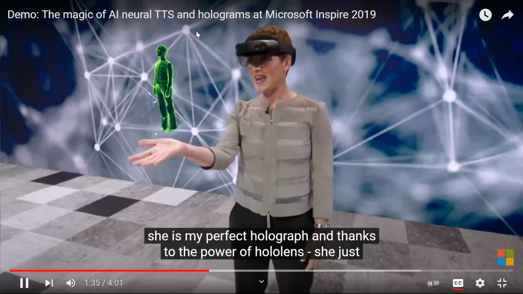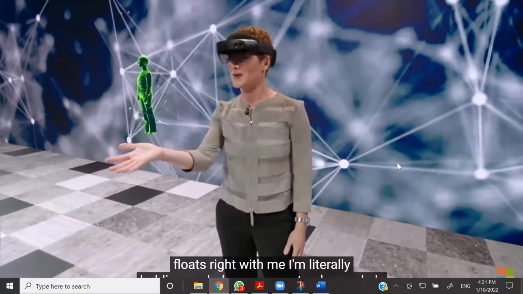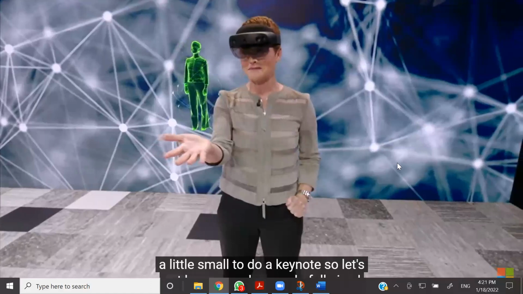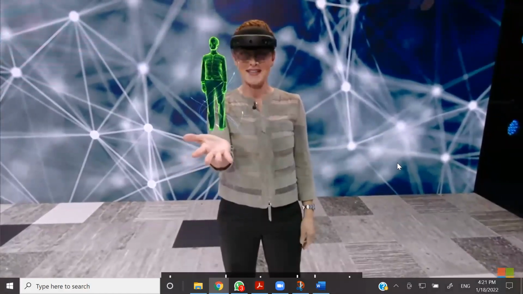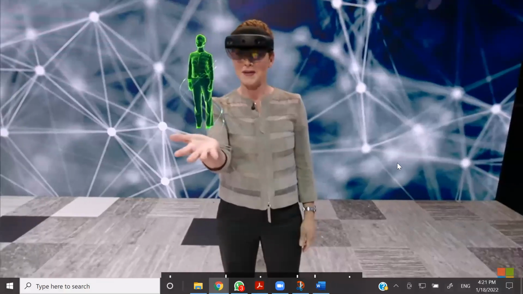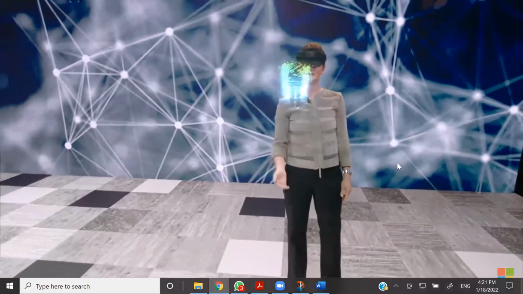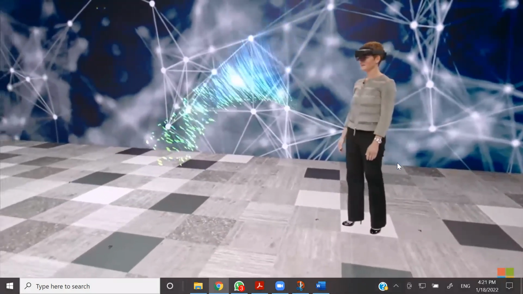And thanks to the power of HoloLens 2, she just floats right with me. I'm literally holding my hologram, so natural. Now she's a little small to do a keynote. So let's get her up so she can do a full-size Japanese keynote. Render. Keynote.